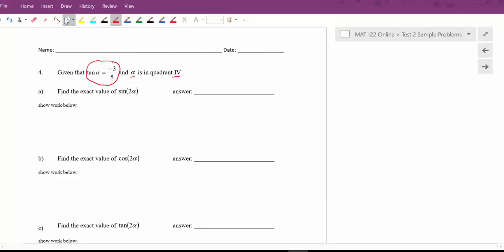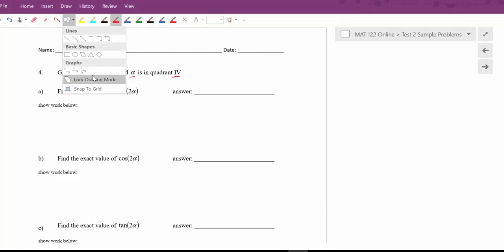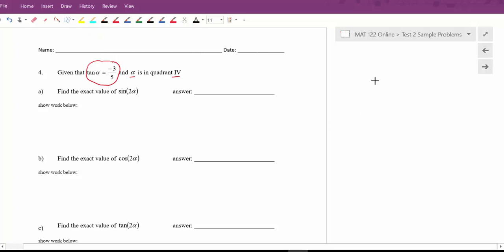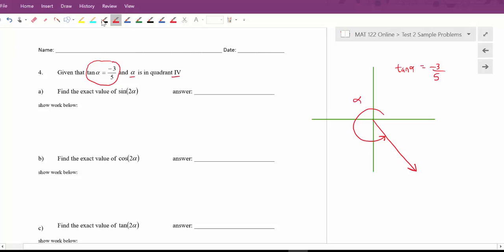Okay, so I'm going to draw a picture over at the side here, like this, and let's just kind of draw a quadrant 4 angle of some sort, just arbitrarily. That's angle alpha, which is going to be located in quadrant 4. And what you're given on this is that the tangent of alpha is equal to negative 3 over 5. And remember, the definition of the tangent is y over x.